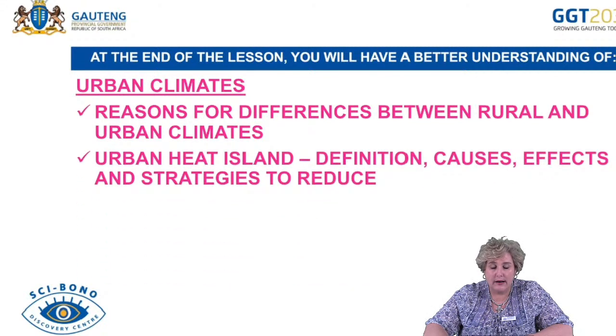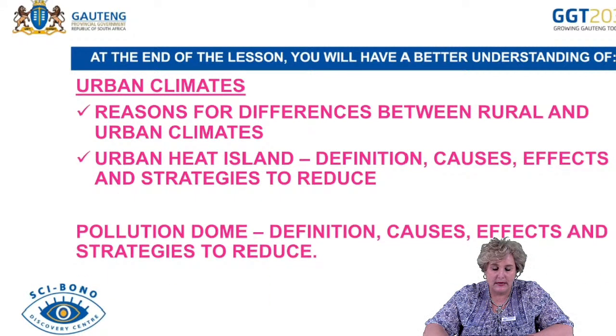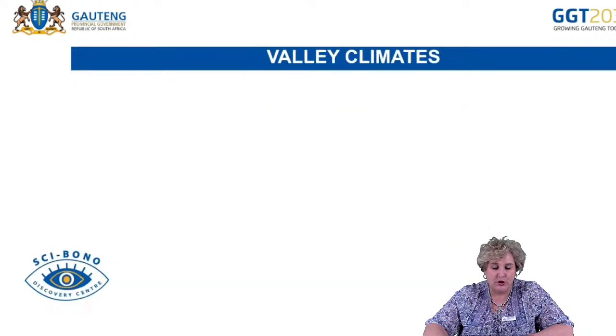We're going to look at the urban heat island. And when we look at this, we're going to look at the definition, what causes the urban heat island, what are the effects of the urban heat island, and strategies to reduce the urban heat island. Then we're also going to look at the pollution dome, the definition, the causes, the effect, and the strategies to reduce the pollution dome. So today we're going to start with valley climates.